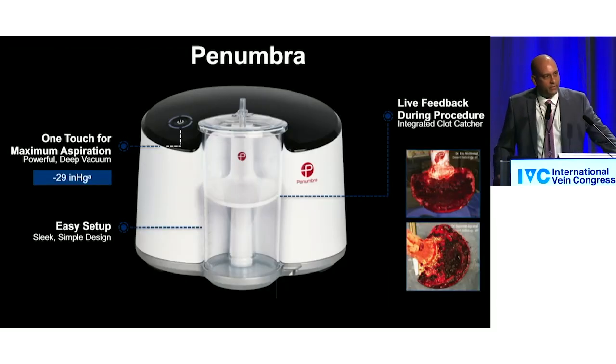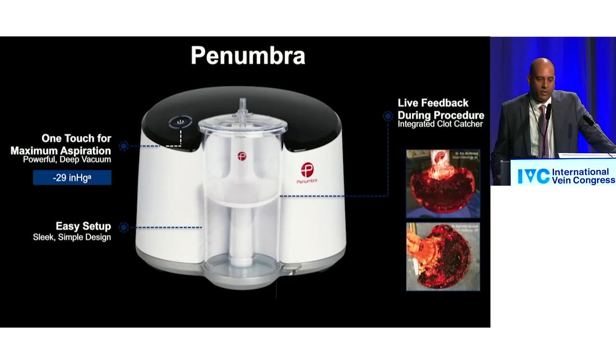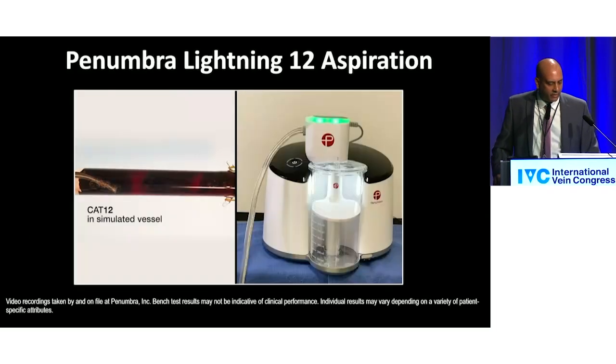The next device that's available is one by Penumbra. This one has a device that has some software with artificial intelligence so that when you have flowing blood, the catheter stays off or the suction is off. And this really gives you really high-powered aspiration. So instead of manual aspiration, now we're using a pump, basically. And this is what it looks like.